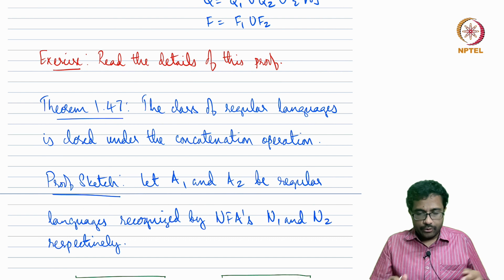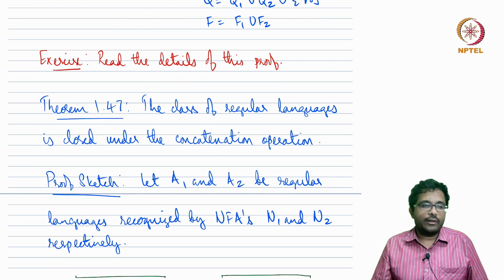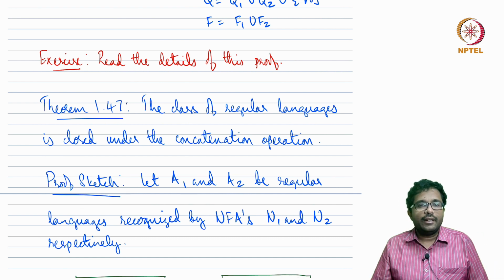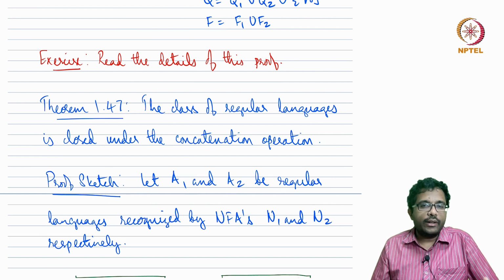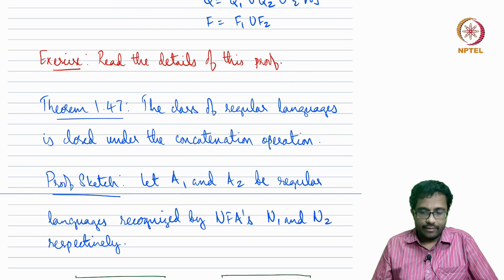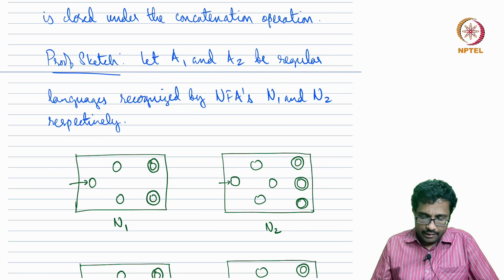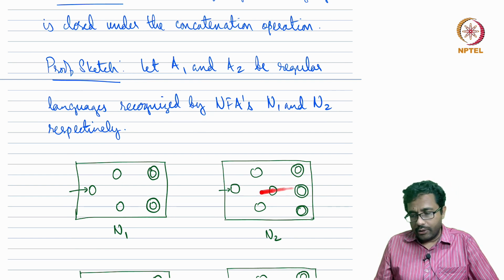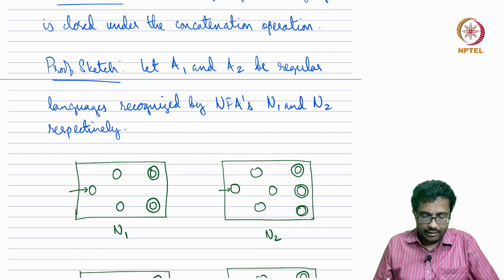Similar to what we just saw, let A1 and A2 be two regular languages. Because they are regular and because we have the new characterization using NFAs, we can assume that N1 and N2 are two NFAs that recognize A1 and A2 respectively. Let's say N1 is the one on the left side and N2 is the one on the right side. Both of them have one start state, so there is a unique start state for each NFA. N1 has 2 accept states and N2 has 3 accept states.